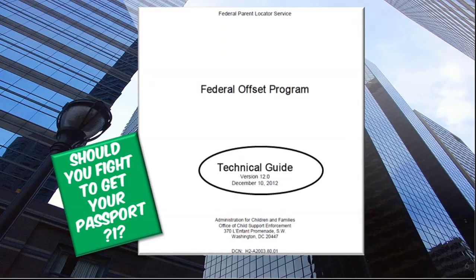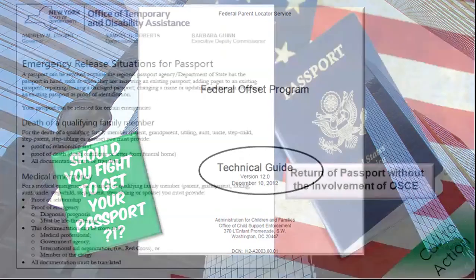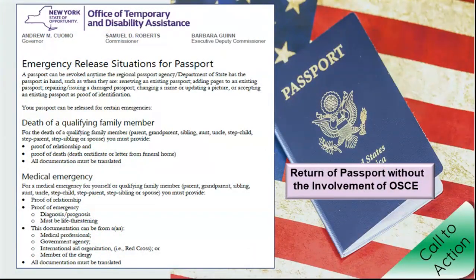So the question becomes, if for any reason you suspect that your passport has been revoked, should you fight for it? Well, our understanding is you have a right to travel. You have a constitutional right to travel. And if you need that passport in order to travel, then it makes sense for you to fight for it. If you'd like to have your passport after it's been revoked, there are three things you could do to work with the Department of State outside of the Office of Child Support Enforcement.